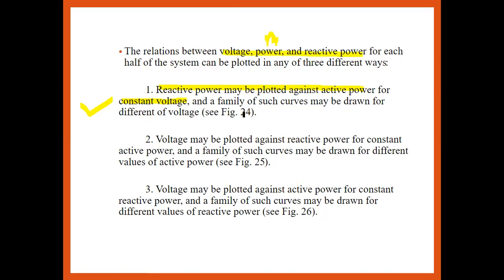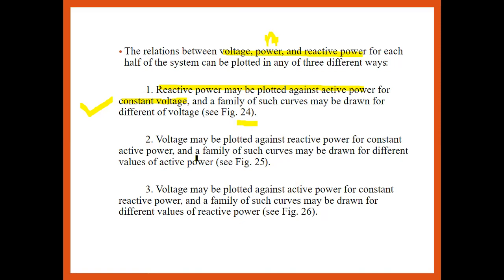Okay, the voltage, active power, and reactive power for each of the systems: the relation should be drawn to find the equivalent reactance. Number one condition: reactive power may be drawn against the active power for constant voltage, and a family of such curves should be drawn for different values of voltage. That is the case that we have to observe in figure number 24.